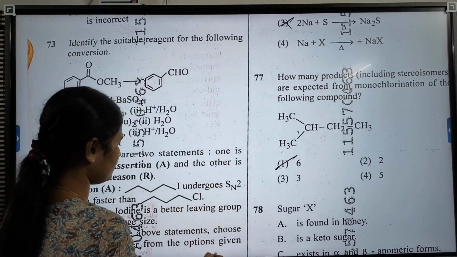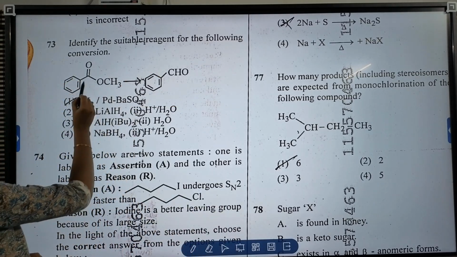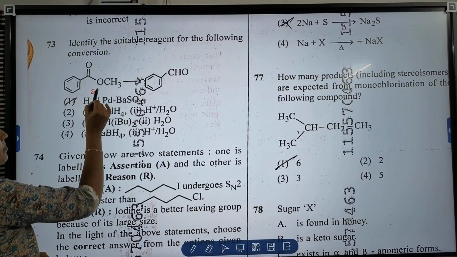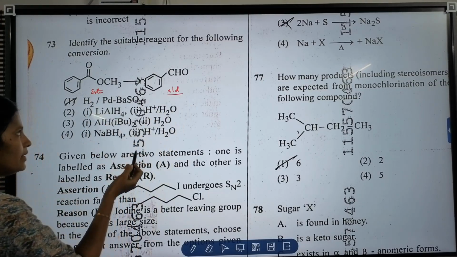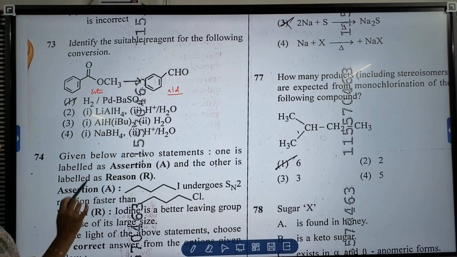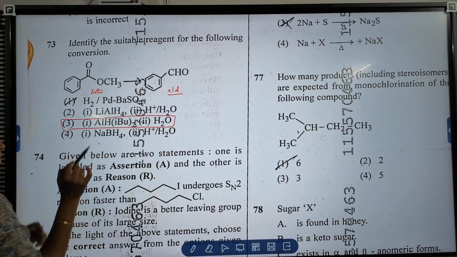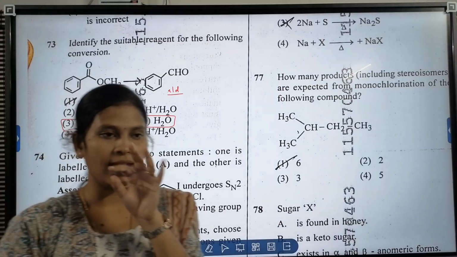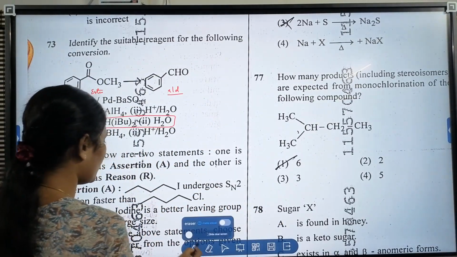73rd one. Here it's an ester. It's going to be converted into aldehyde. Actually here this one is used to reduce everything, right? But specifically towards aldehyde, you know very well, it's DIBAL. DIBAL can reduce cyanide into aldehyde as well as esters into aldehyde. So it's DIBAL. It's a direct part.